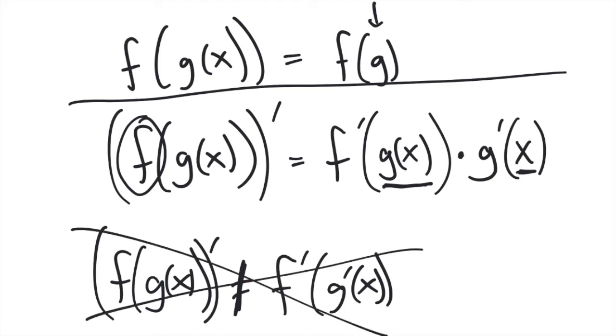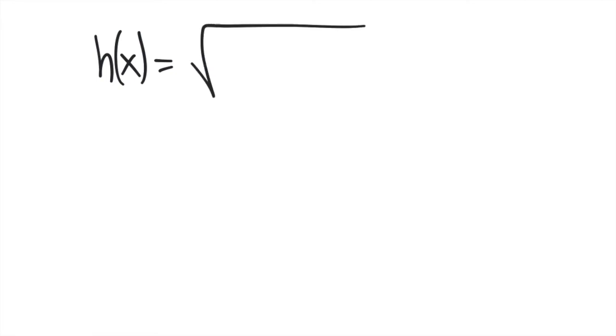Okay, we need f prime times g prime, but the input into the f prime function has to be the g of x function that was the original input into the original f function. Okay, so let's see what this means in a practical example. The first example that I wrote out earlier, I called it f of x, but for the sake of not having f be confusing, I'm going to call it h of x. So h of x is the square root of 3x squared plus 7x.